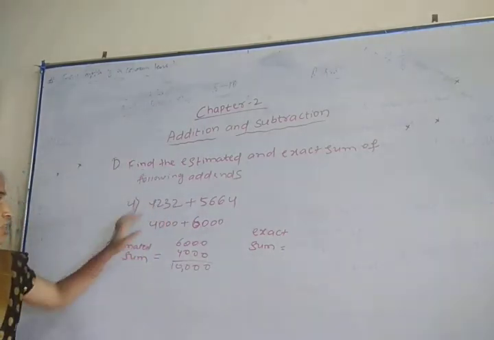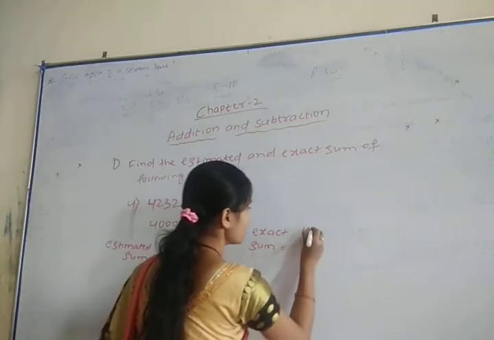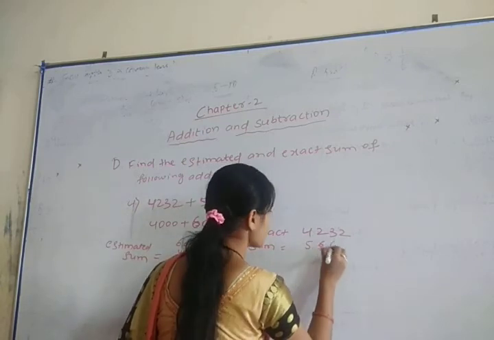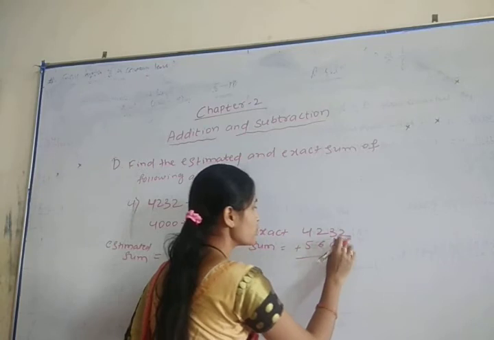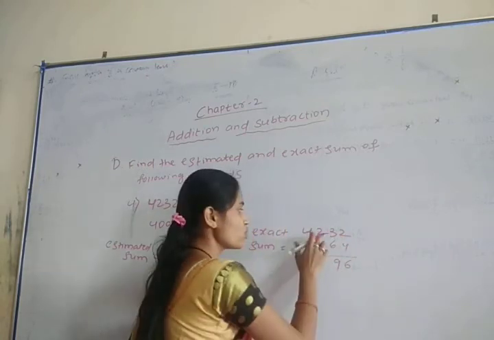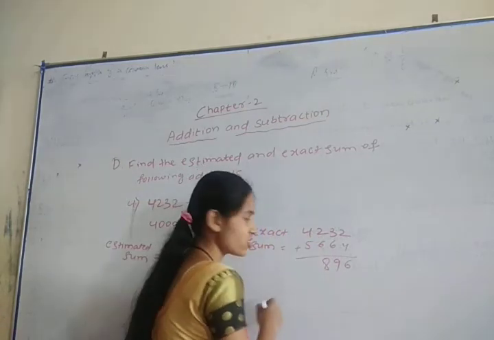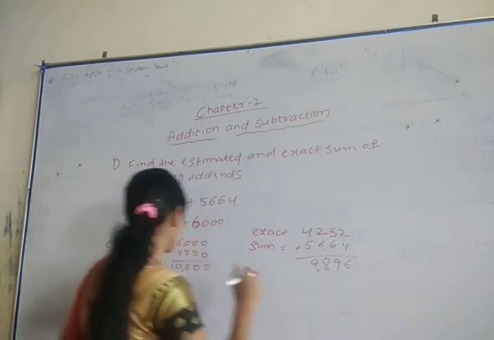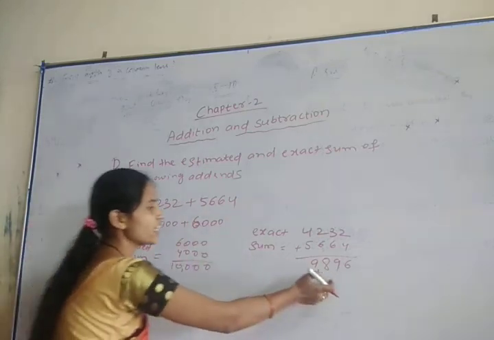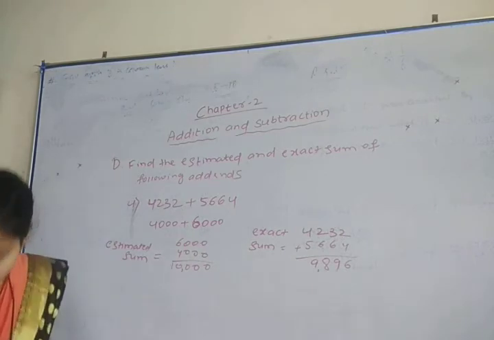Okay. Now add these two numbers as it is to get the exact sum. So I will write here 4, 2, 3, 2 and 5, 6, 6, 4. Here 2 plus 4 is 6. 6 plus 3 is 9. 2 plus 6 is 8. 5 plus 4 or 4 plus 5 is how much? It is 9. 10,000 is the estimated sum of the given two numbers and 9,896 is the exact sum of the given two numbers. Okay.